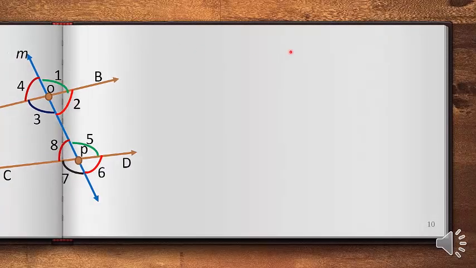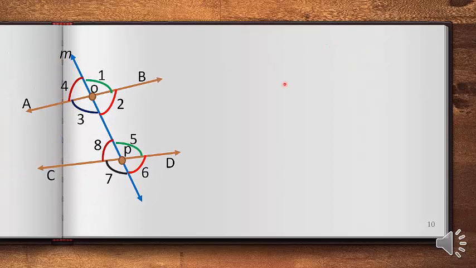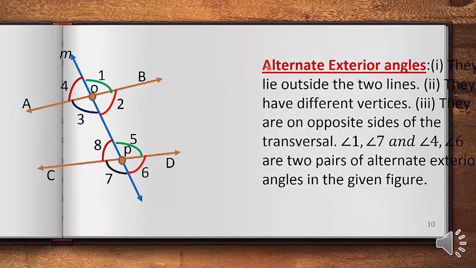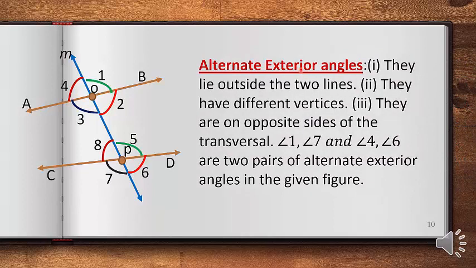Children, now we are going to study about alternate exterior angles. Now what are alternate exterior angles? The properties are, the first property, they lie outside the two lines. The second property, they have different vertices. And the third point, they are on opposite sides of the transversal. Now let us see in the figure.